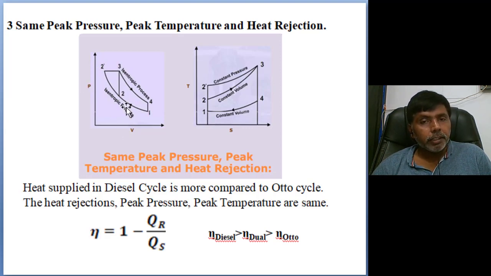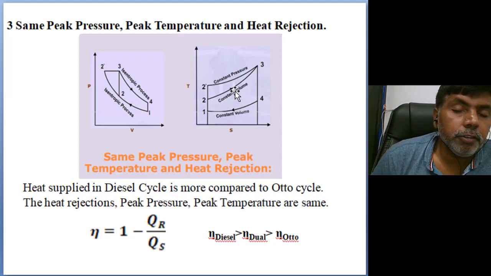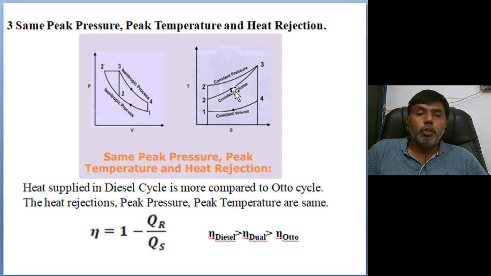In the PV diagram you can see the area of the diesel cycle is high compared to the Otto cycle, and here also heat rejection is the same, but the heat supply of the diesel cycle is high compared to the Otto cycle. In this also, efficiency is 1 minus heat rejection by heat supply. Heat supply is high in the diesel cycle, so automatically the efficiency of the diesel cycle is high. So with the same peak pressure, peak temperature and heat rejection, the diesel cycle has the highest efficiency.